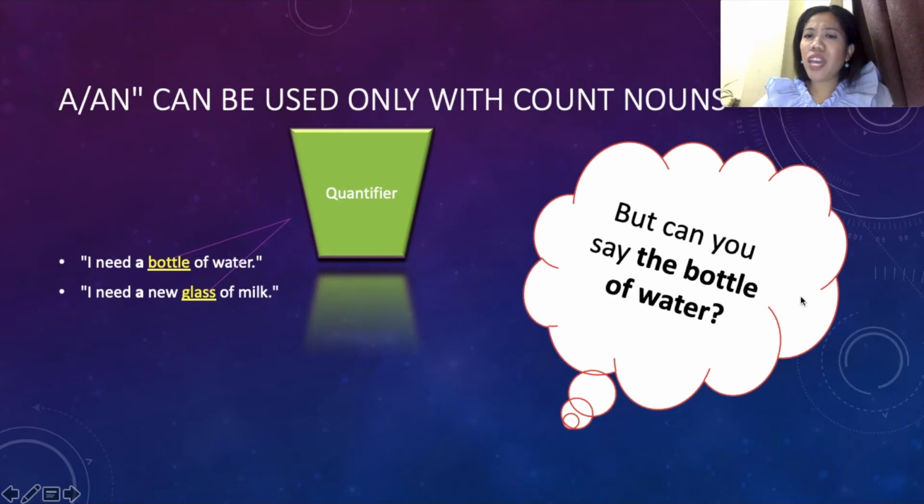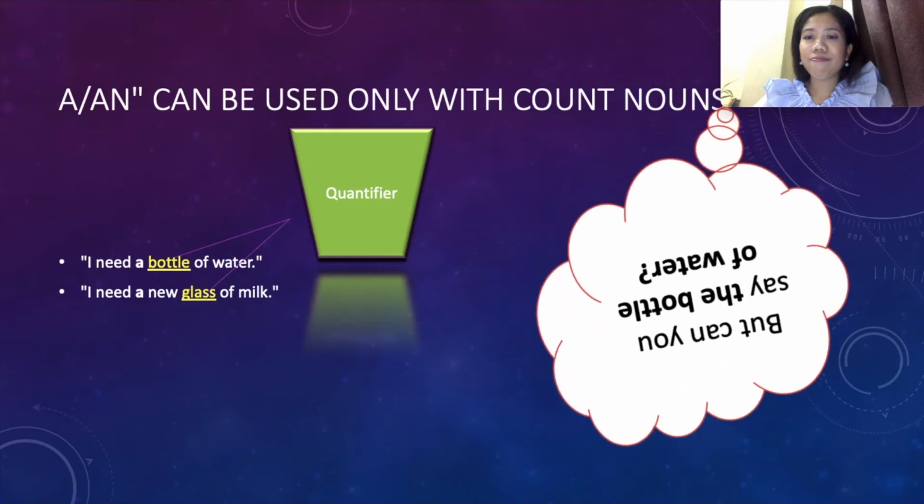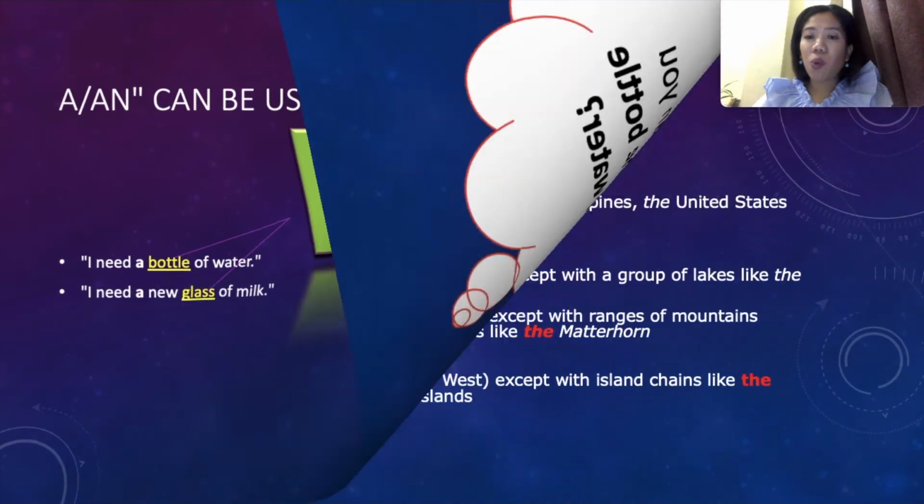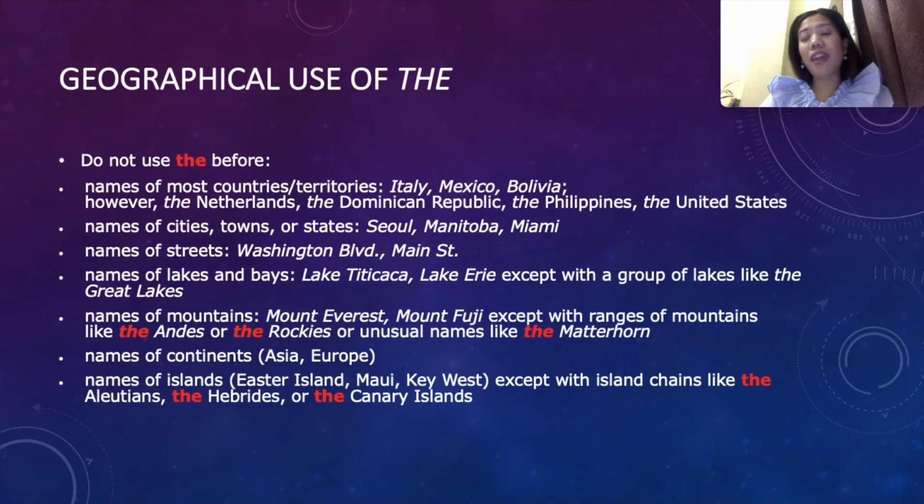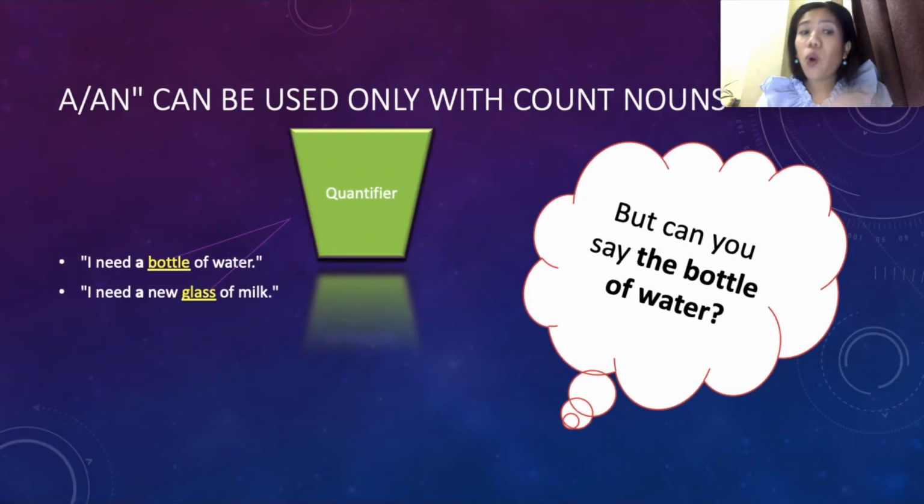But can you say the bottle of water? What do you think? Yes, of course, you can say a bottle of water or the bottle of water. A bottle of water refers to any water. I need a bottle of water, any bottle of water. But if you would say, I need the bottle of water, no, I mean the one in my bag. So I have the bottle of water there. So it's definite, it's specific.